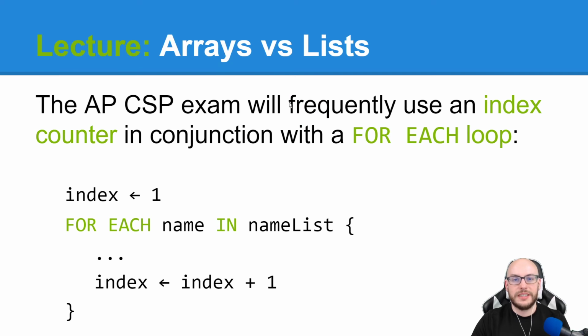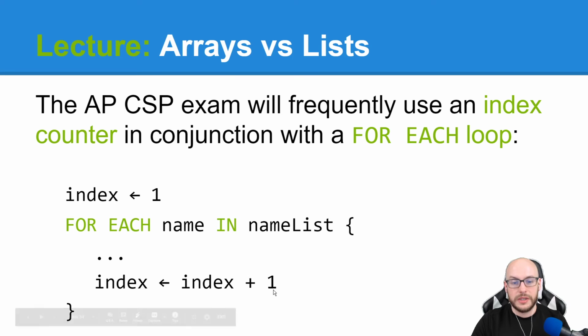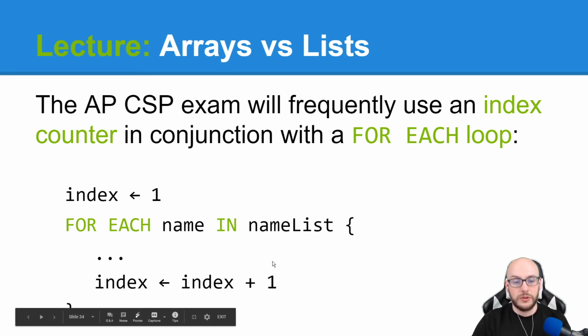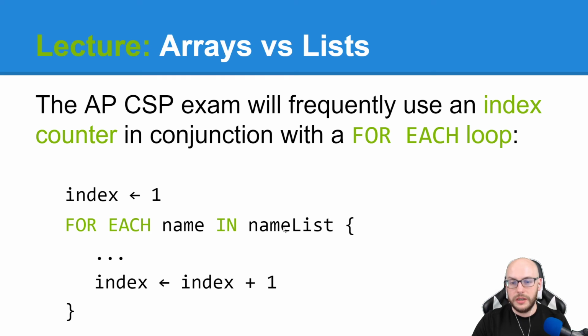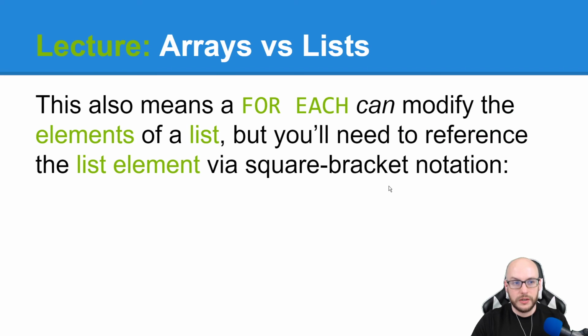So the AP CSP exam will frequently use an index counter in conjunction with a for each loop. I've seen this used quite a bit, where they actually create an index and have it increment along with it, which would allow you to not only access the element, but given an index, you could, in theory, use it to modify the array, right? So, or the list, I should say. So in this example, we have name list is in theory the list. I could do name list at index and be able to change it even though I'm using a for each loop because we have an index. So be on the lookout for that.